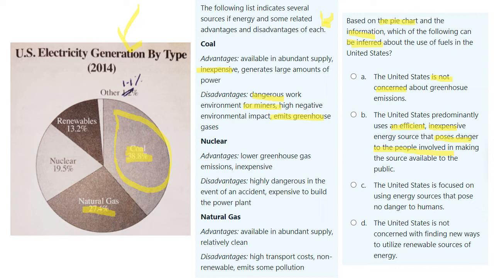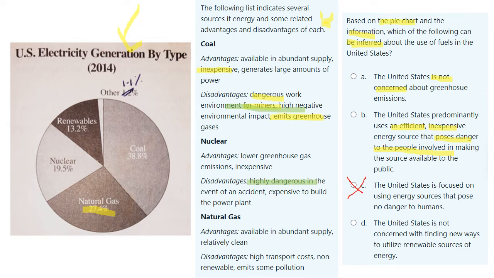C, the United States is focused on using energy sources that pose no danger to humans. Well, nuclear, they are dangerous if there's an accident. Coal, there is a danger for the miners. And nuclear is a large portion and coal is a large portion. So both coal and nuclear have dangers, and between them, they have almost 2/3 of the energy in America. So they do use many types of energy that are dangerous. So C is definitely not correct.